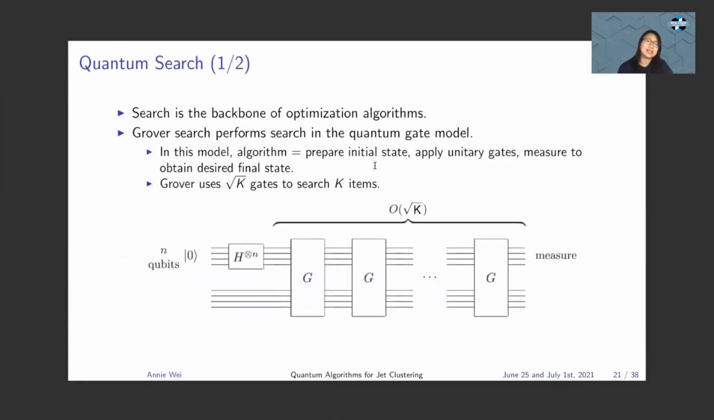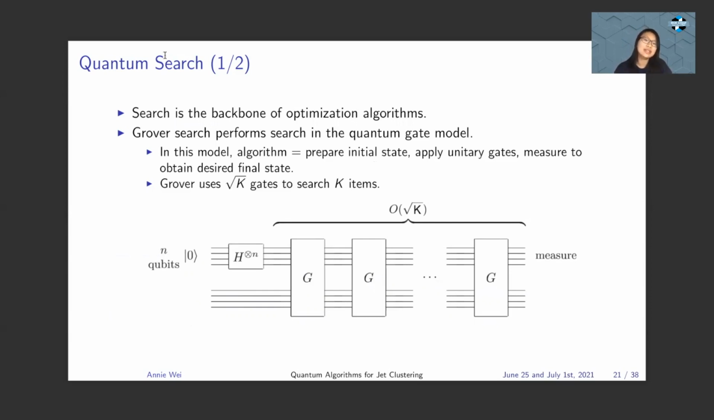Great. And now I will talk about the quantum search algorithm. So search is basically what you want to do whenever you solve an optimization problem, right? And Grover search does this in the quantum gate model. So basically in this model, what our algorithm is going to look like is, I need to prepare some initial state. I apply some series of unitary gates, and then I measure at the end to determine a final state. And the final state is going to encode my answer in some way.